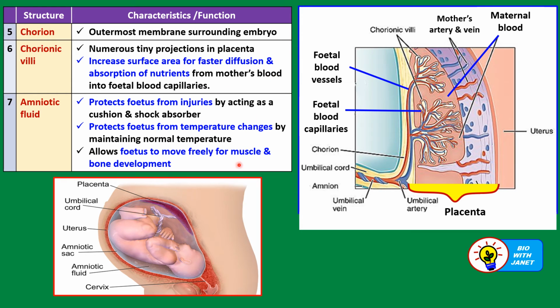Already explained just now. And the function of the amniotic fluid, there are three here, in case it comes out in exam. So it protects the fetus from injuries by acting as a cushion and shock absorber, protects the fetus from temperature changes by maintaining normal temperature, and allows the fetus to move freely inside the fluid for muscle and bone development.